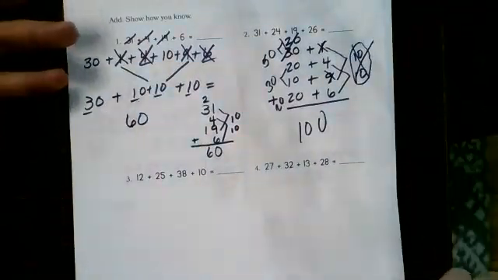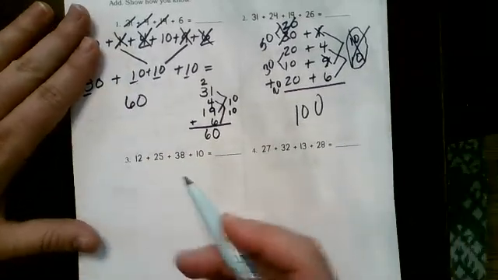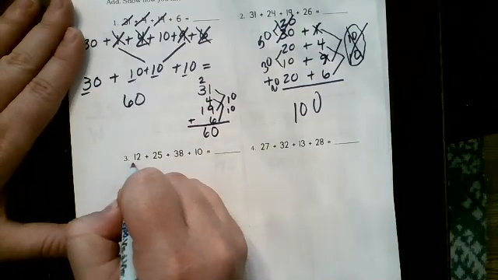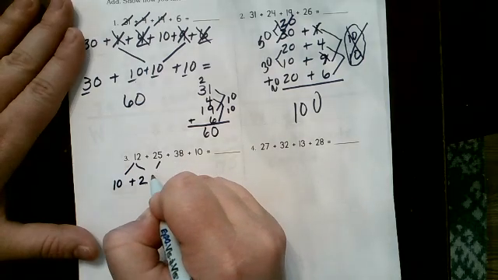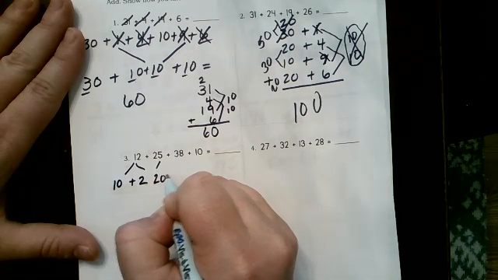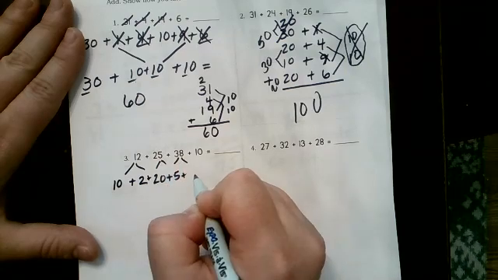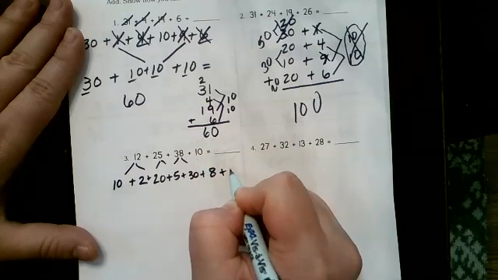After that, when we look at the problem set, again, it just needs to be, how do I break them apart and how do I stay organized? So if we look at number 3, we have 10 plus 2, 20 plus 5, and I'm going to put these pluses in there. 30 plus 8 plus, oh, just a 10.